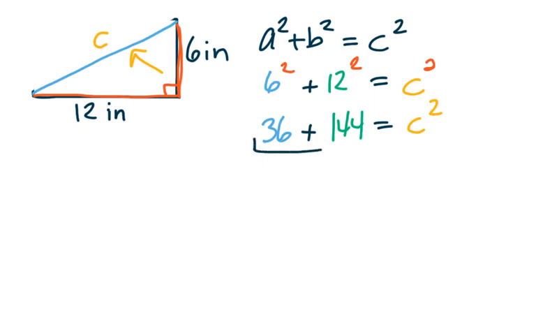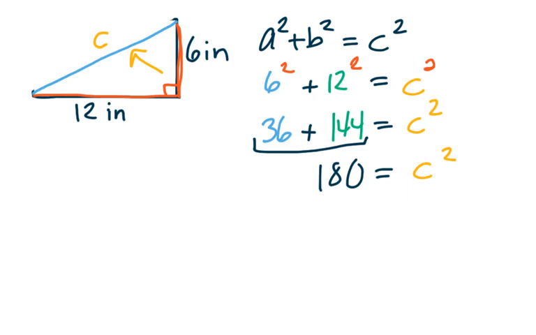Now I'm ready to combine like terms here. And when I combine like terms, I end up with 180 equal to c squared. You are as done as you can be for this problem, because 180 is not a perfect square, and so you will not be able right now to figure out what c is equal to.